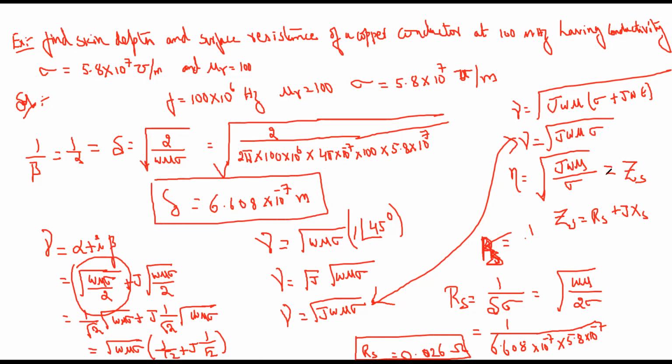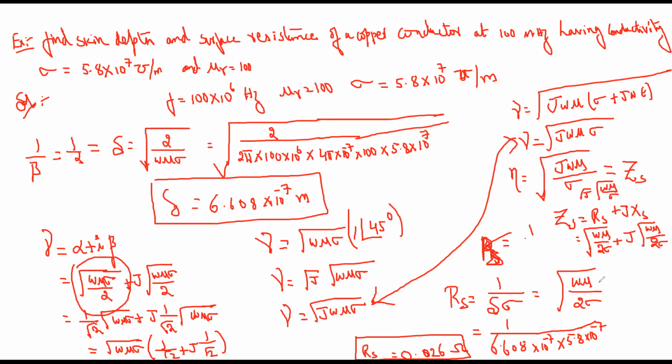So again, I will tell that the eta and the surface impedance are both the same. The intrinsic impedance and this is surface impedance. So I will write this as ZS is equal to under root of j and under root of omega mu by sigma. What is under root of j? It is 1 by root 2 plus j into 1 by root 2. So omega mu by 2 sigma plus j into omega mu by 2 sigma. Okay. That RS is equal to omega mu by 2 sigma.